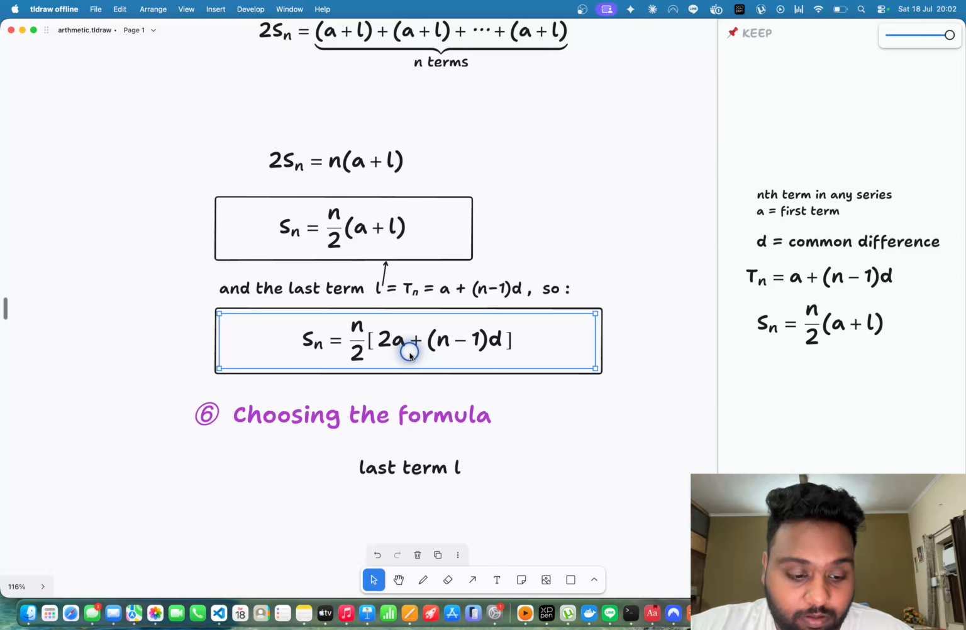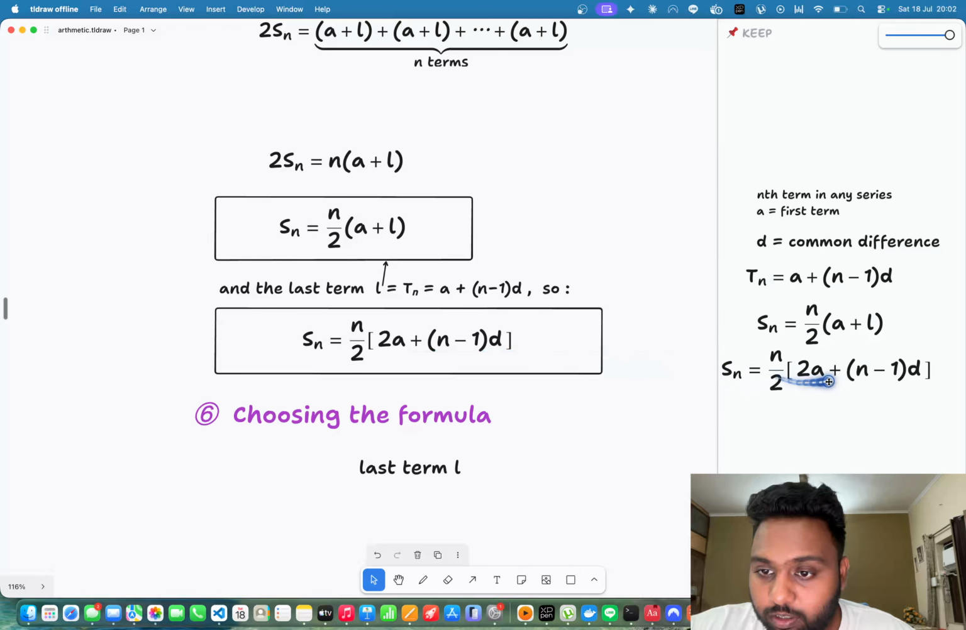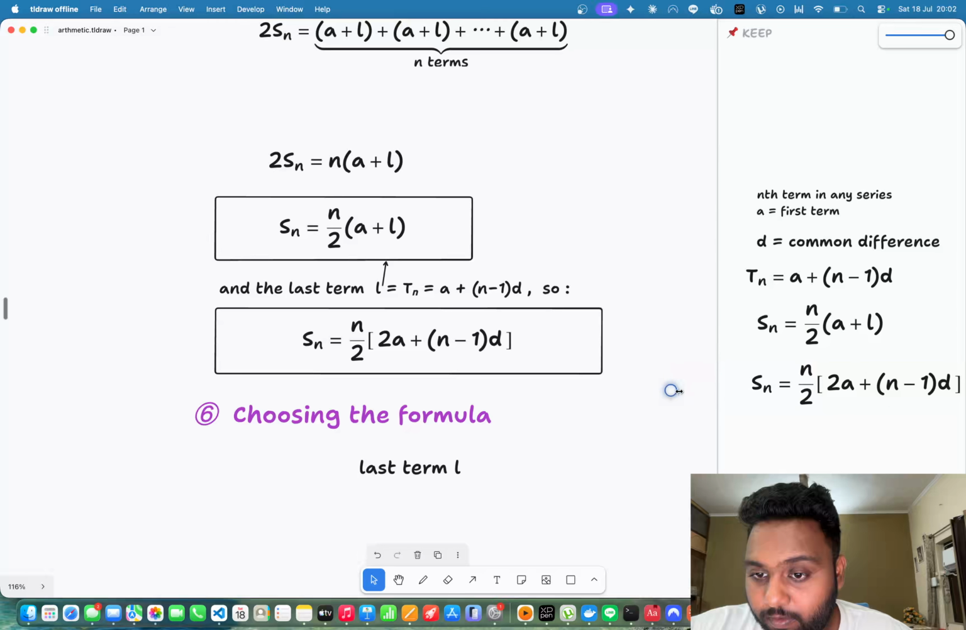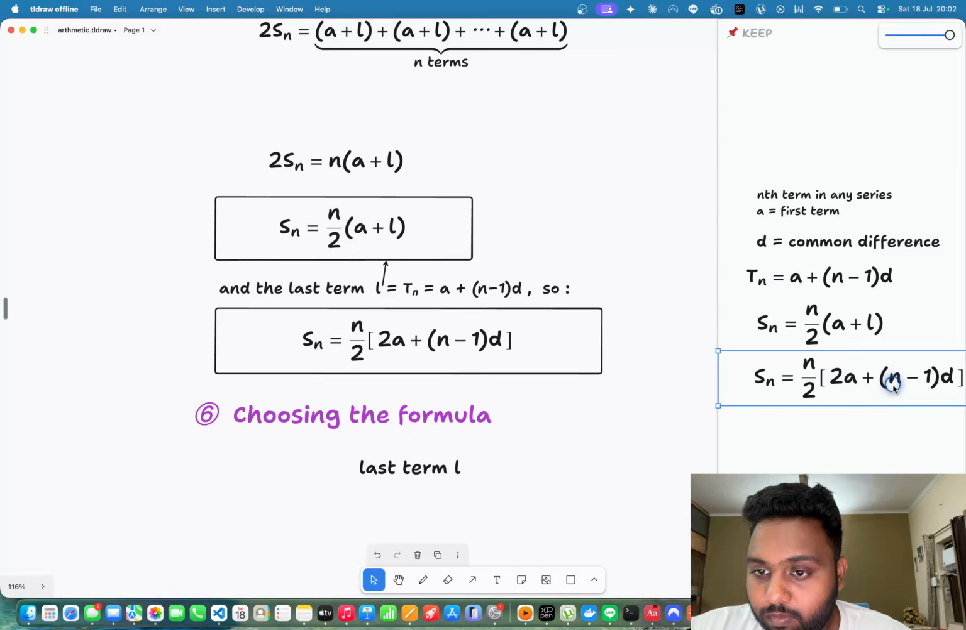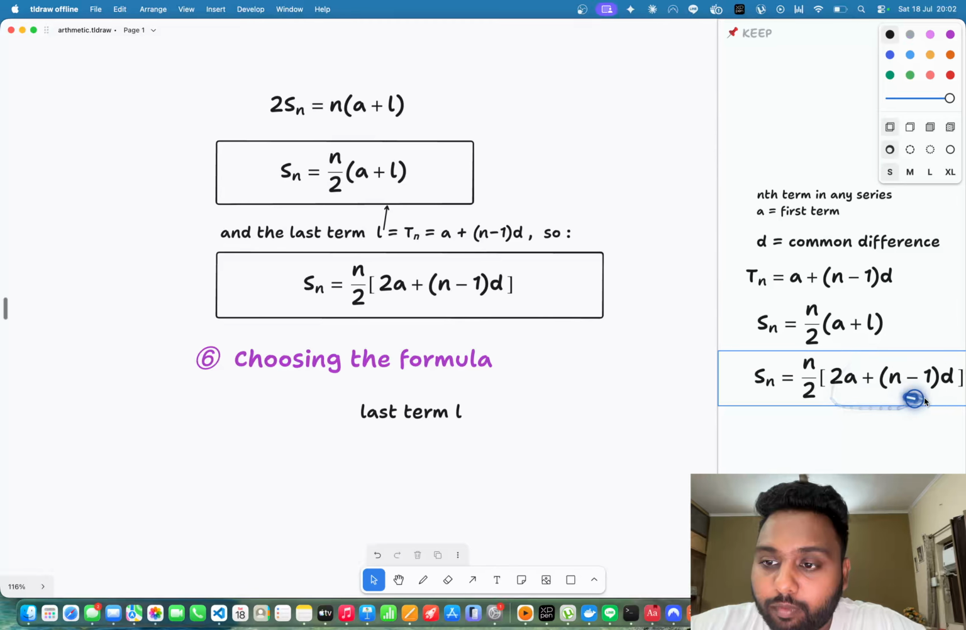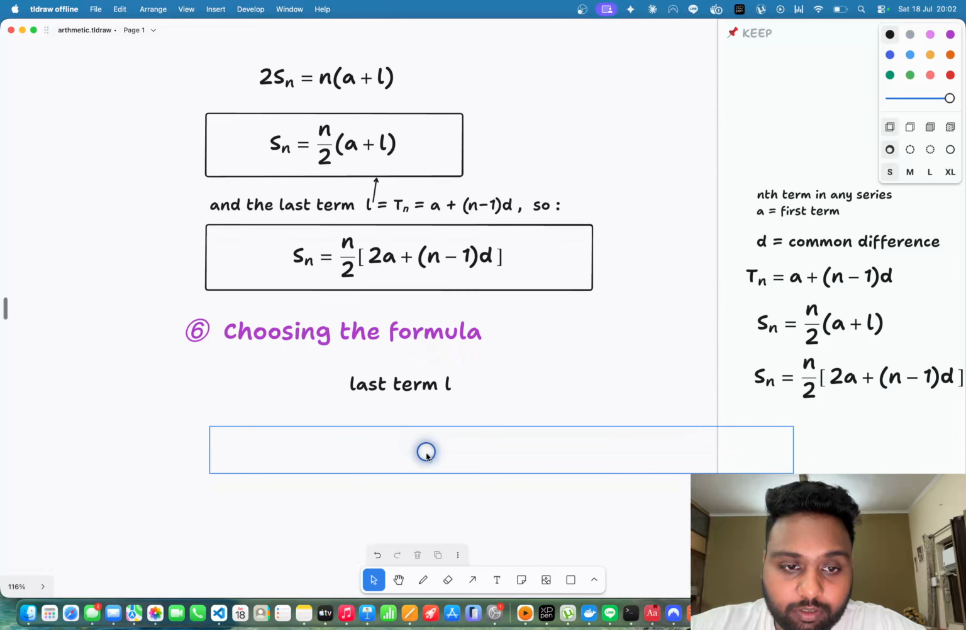Okay, this is the same formula but written in a different way, where I have A and N and D as my terms.